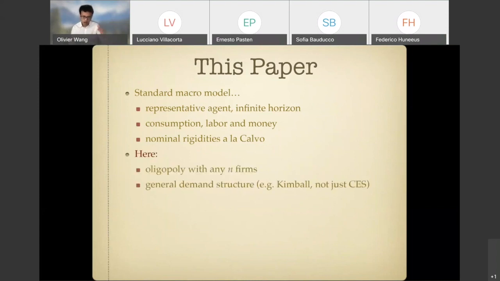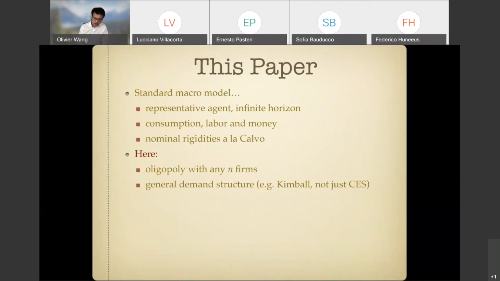These were the standard ingredients. What are we going to change? In each sector of the economy, instead of having an infinite number of firms, we're going to have any finite number of firms. That could be very large, and in the limit, as n goes to infinity, you go to monopolistic competition. It could be small, potentially having duopolies, or just 3-5 firms, depending on the sector. That's the main departure.